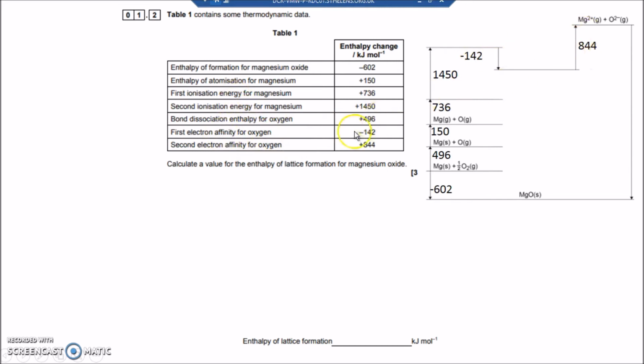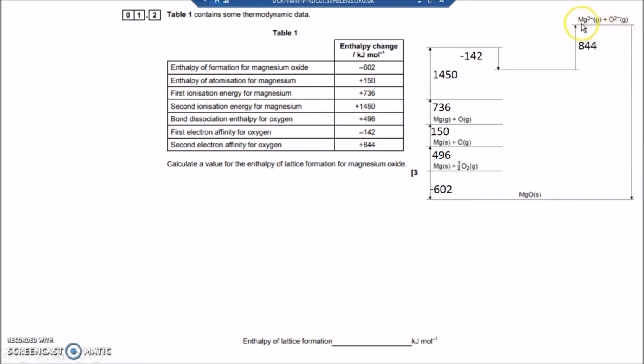And then we've got a plus 844. The second electron affinity is endothermic. And then we've got the lattice enthalpy coming down here. So what am I going to do? If I start from here and come down here, this is the missing enthalpy change that I need, coming from Mg2+ gaseous ions and O2- gaseous ions to form 1 mole of a solid ionic lattice, MgO. So I want it to come from here to here.